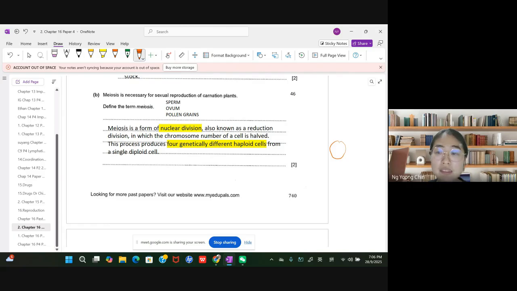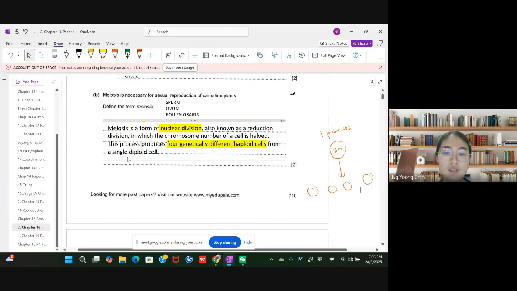After they undergo meiosis, from this one parent diploid cell, okay, this is one parent cell. This is the diploid cell, which is 2n. 2n refers to two sets of chromosomes. So after they undergo meiosis, they will produce four haploid cells. From the single diploid cell, they will produce four different haploid cells, which is n, n, n, n. So this produces four haploid cells.